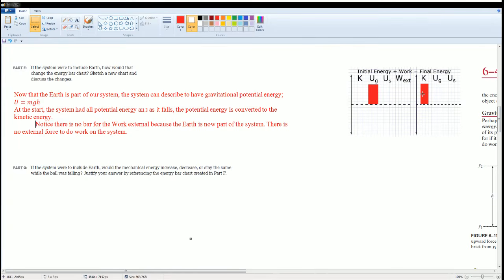Notice there's no more bar for the work external right here. There's no bar here because the Earth is now part of the system. That's why the bar was removed here and now goes into the UGH column. There's no more external force that is doing work on the system because now the Earth is part of the system.